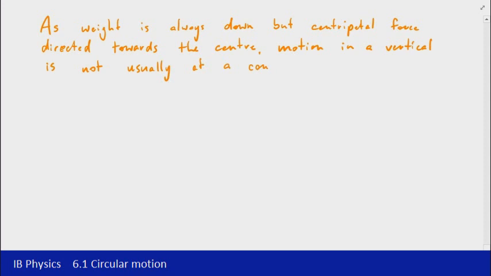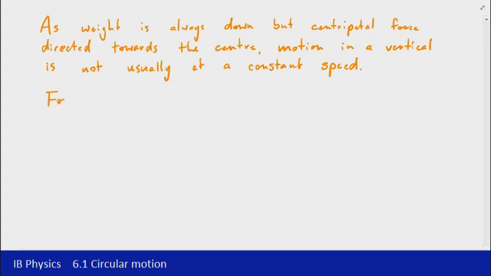So that makes the analysis, constant speed. That makes the analysis of vertical circular motion even more challenging because the speed's no longer constant, and so the forces that are acting are going to vary. The centripetal acceleration is going to vary, and so it makes it very difficult.